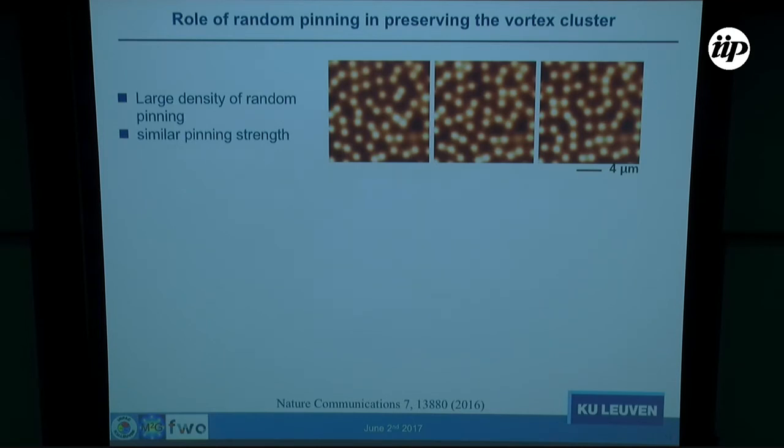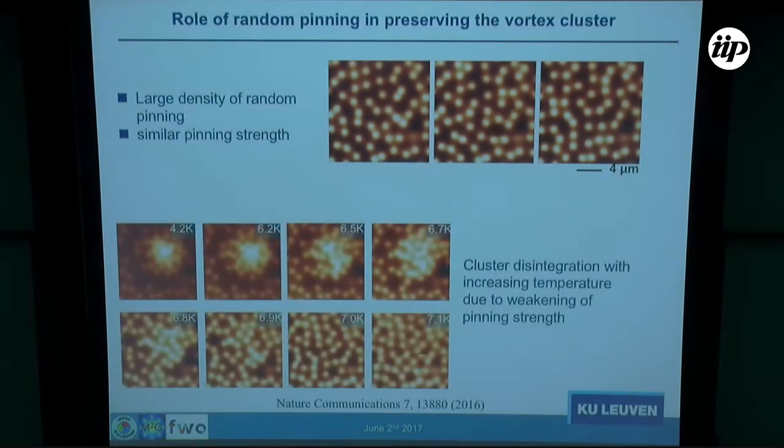The interaction between the random pin centers and the formation of the vortex clusters is also studied by changing the temperature. We see that by increasing the temperature, the vortex cluster starts to disintegrate above certain temperatures, and eventually we recover the original vortex patterns observed after field cooling. So now we know what happened before and after the tunneling pulse. But we don't know what happened during the tunneling, because unfortunately our technique does not allow us to scan the vortex patterns during the tunneling.